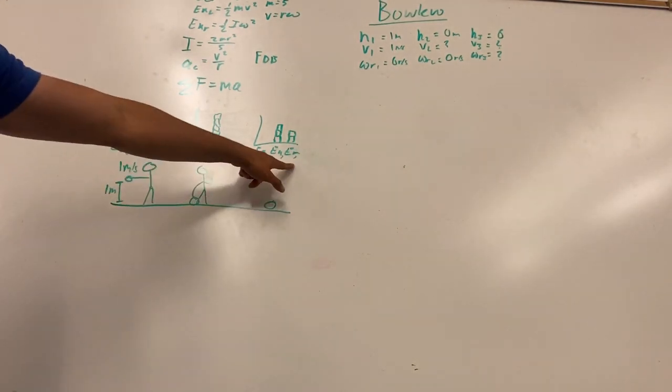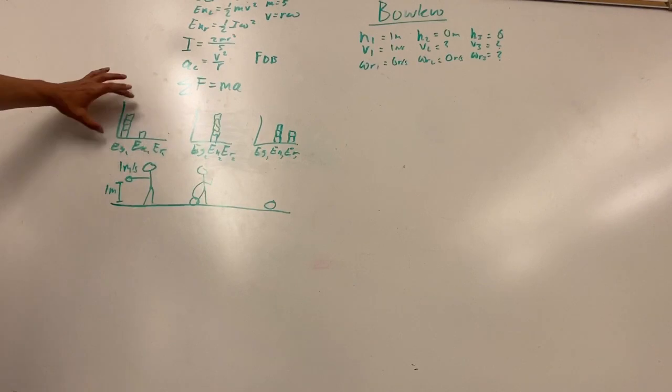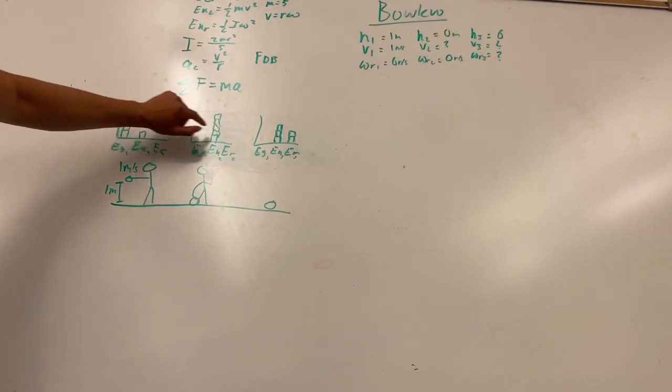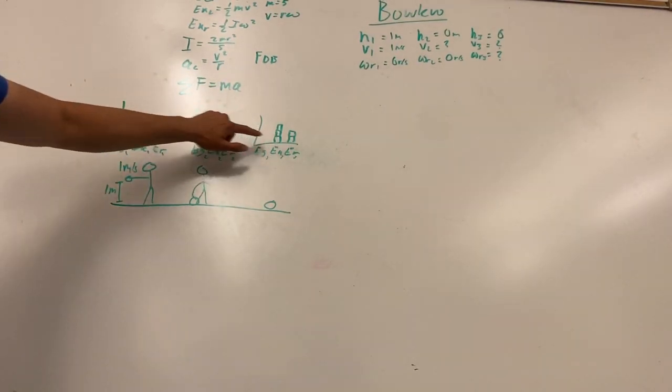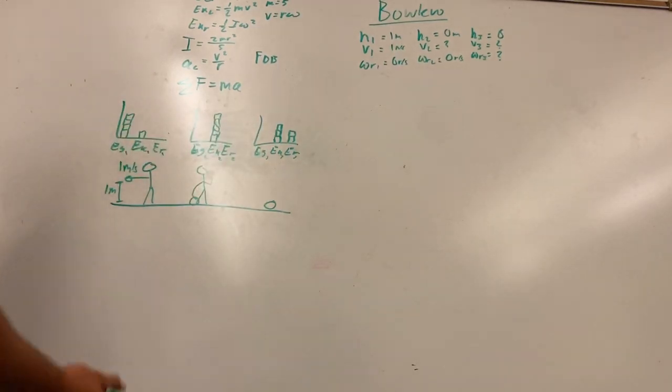So that's some energy in the rotational. As you can see, we're using 5 blocks to represent energy each time, and it's all conserved.